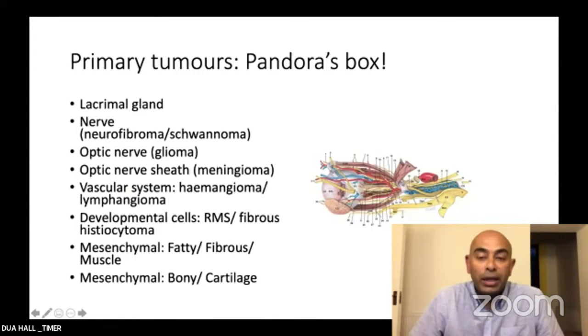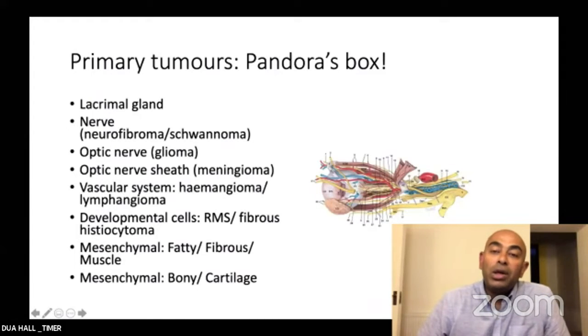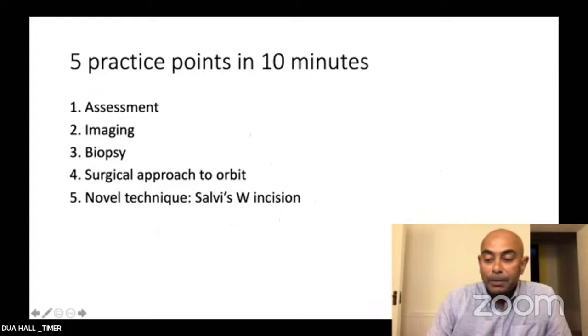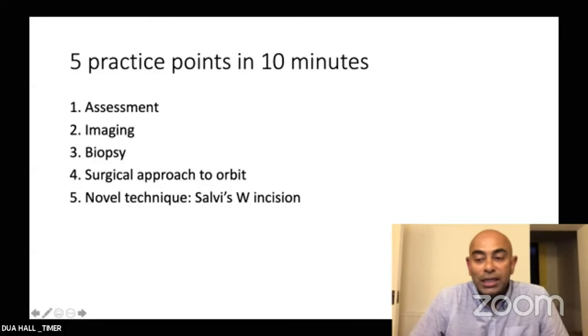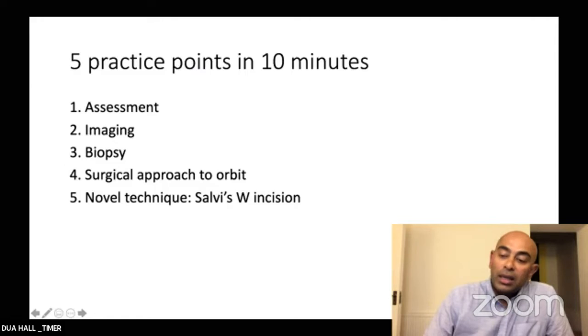Now, the orbit is called a Pandora's box, and for good reason. It has so many critical structures, and you could get an oncological problem in any of these structures, and it's important to really be aware of the anatomy of the orbit thoroughly. In 10 minutes, it's going to be difficult to go through a large chunk of orbital oncology. Hence, I'm going to base my talk on these 5 practice points.